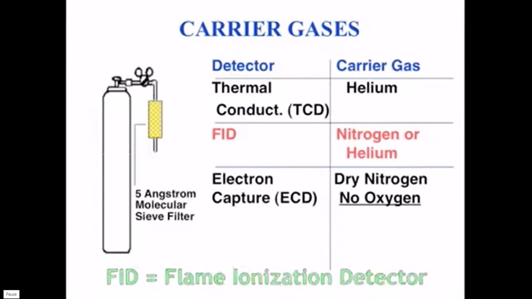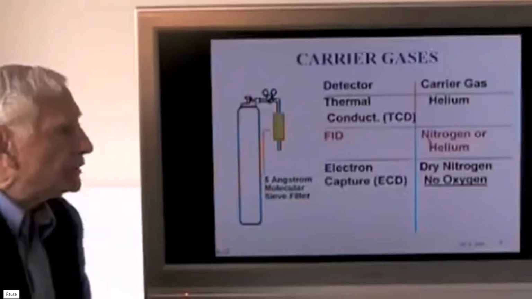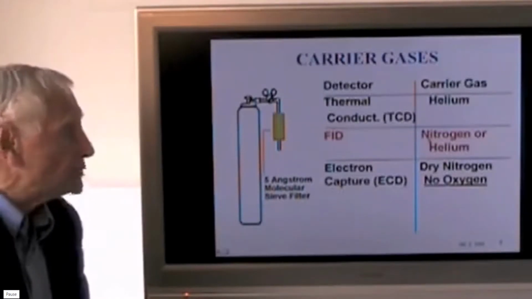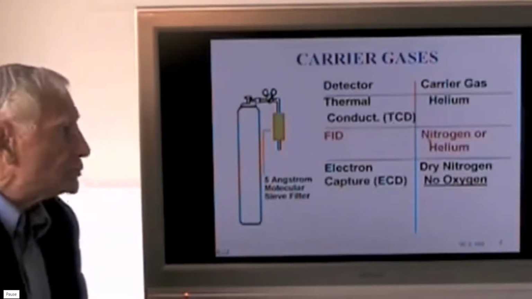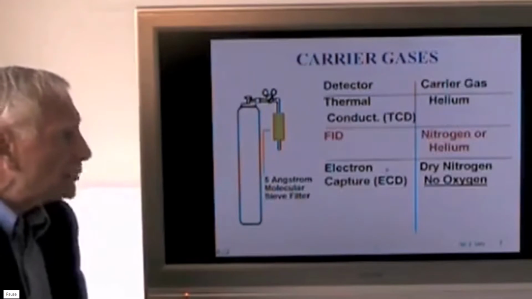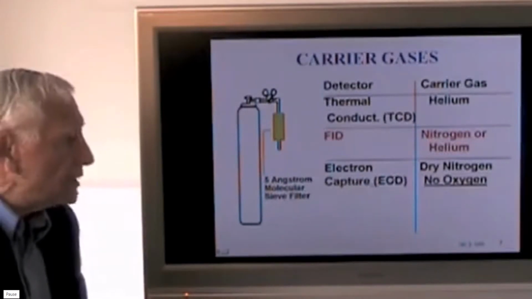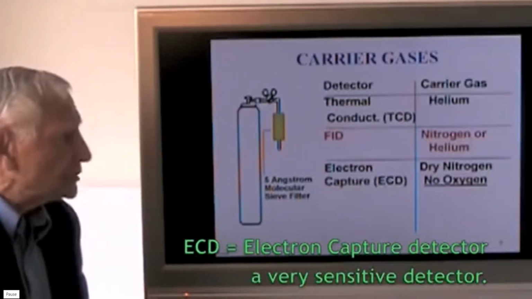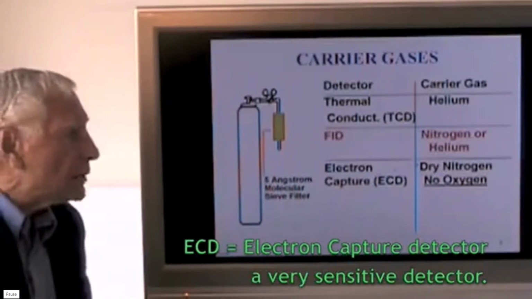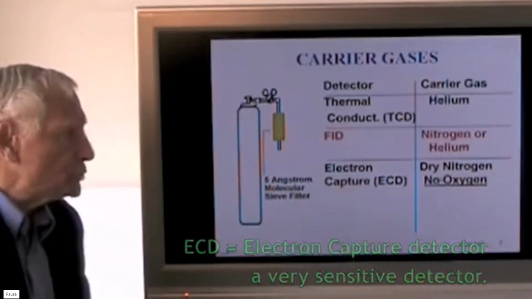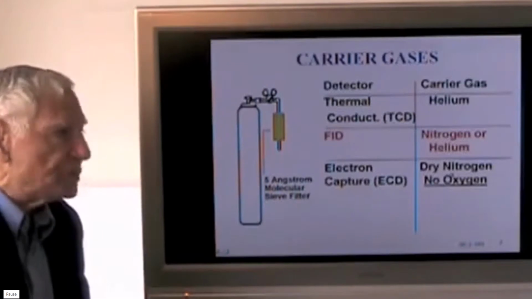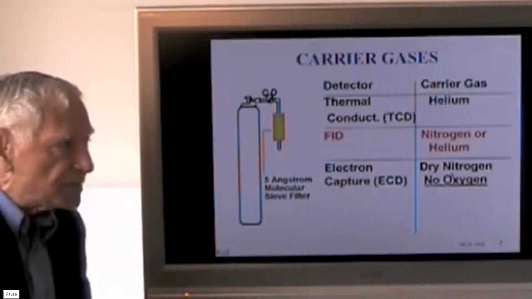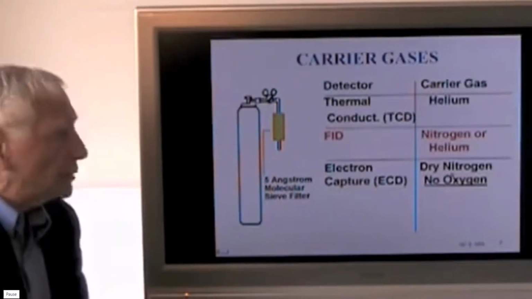Helium is most often used, but with the increasing price of helium in the United States and probably the rest of the world, nitrogen is being used more often. Finally, the electron capture detector, ECD, which is a very special detector with high sensitivity, requires very dry nitrogen with no traces of oxygen present, just because of the basic operating principle of the electron capture detector.